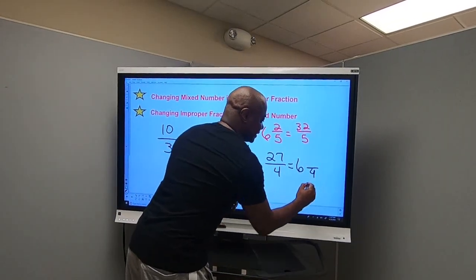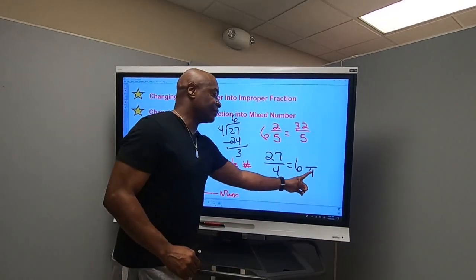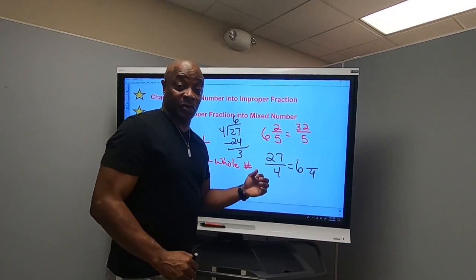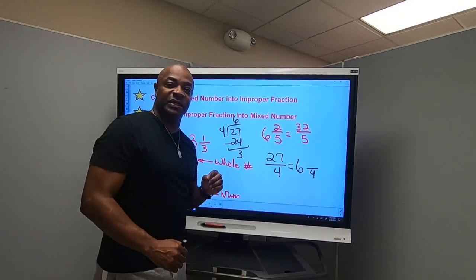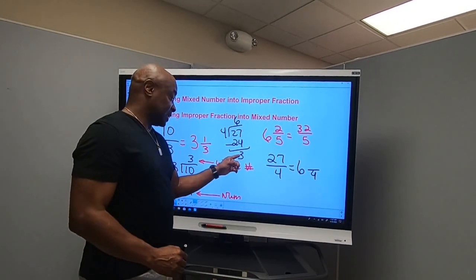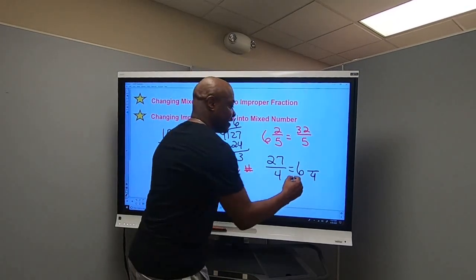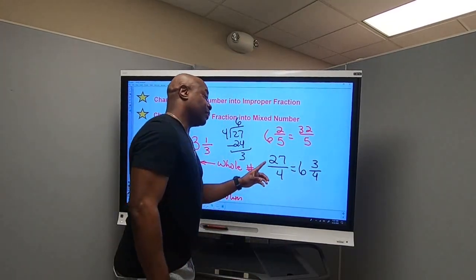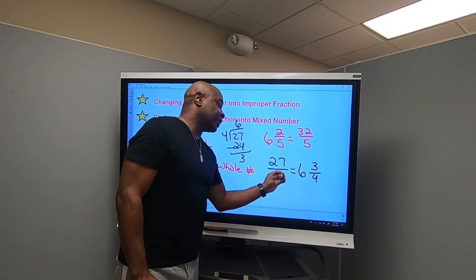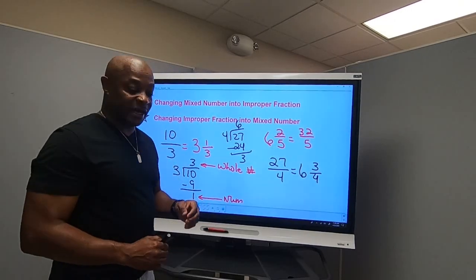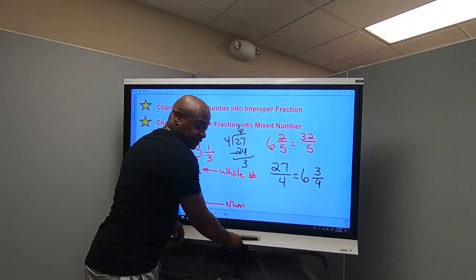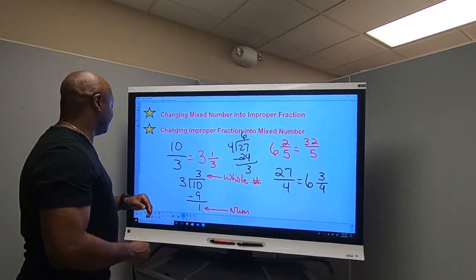Nice. Our denominator stays the same. So now, watch this. I know that 4 times 6 is what? 24. How many more do I need to get to 27? Our remainder, which is 3. Very good. So now we know 27 over 4 will equal what? 6 and 3/4. It will now equal 6 and 3/4.